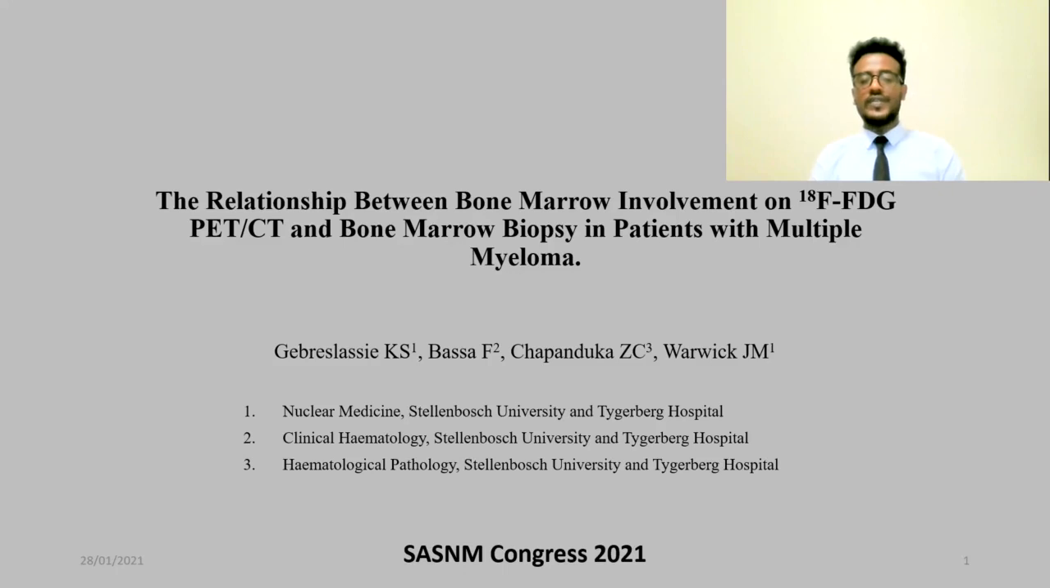The title of our research was the relationship between bone marrow involvement on FDG PET-CT and bone marrow biopsy in patients with multiple myeloma.